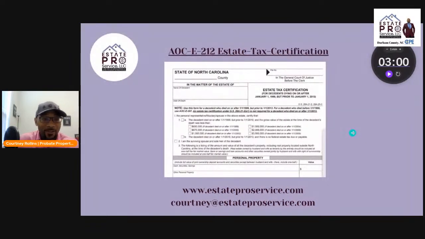This is the estate tax certification form. This is the form that was used to show certified estate taxes were used. This form is no longer used. It's only used if the person passed away before January 1st, 2013 in North Carolina. So after that, you'll no longer need to use this form.